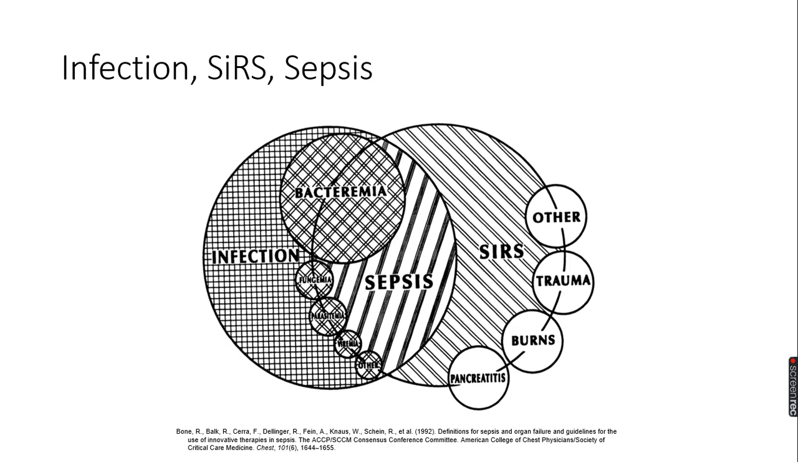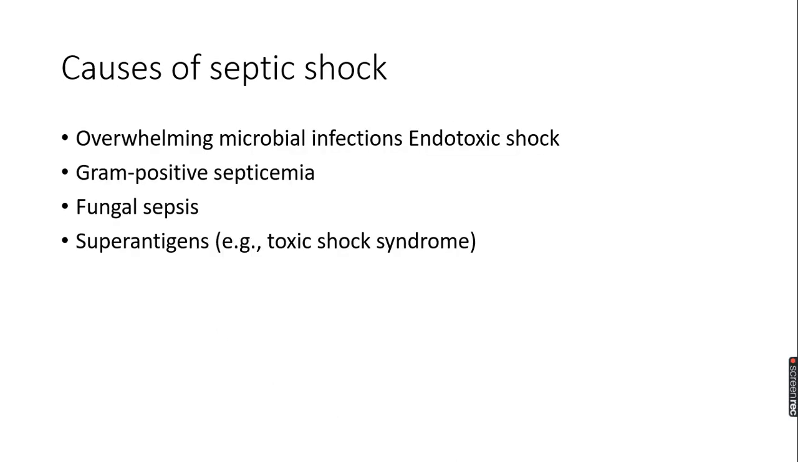But we should know that there's also systemic inflammatory response syndrome, which does not require an infection to set in. In this form of response syndrome, you have pancreatitis, burns, trauma, and other non-infectious agents causing this SIRS. So causes of septic shock include overwhelming microbial infection, endotoxic shock, gram-positive septicemia, fungal sepsis, and superantigens. For example, those seen in toxic shock syndrome. This is usually due to infection with Staphylococcus aureus species.